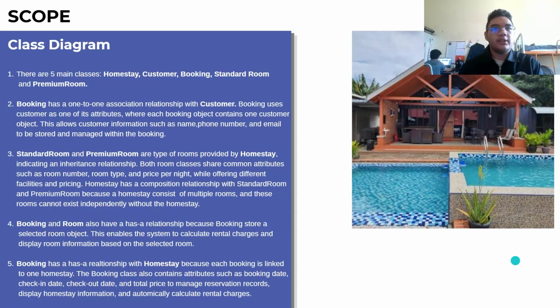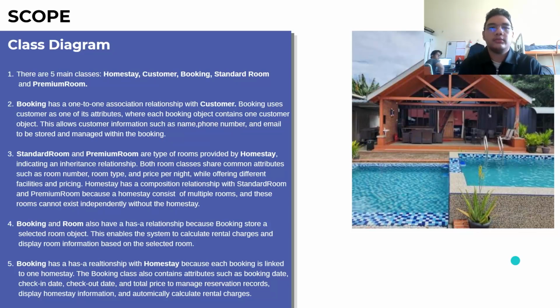Thank you. Now I will be explaining the system design and object-oriented programming concepts used in our project. Our system consists of 5 main classes: homestay, room, booking, customer, and 2 subclasses, standard room and luxury room. Booking has a one-to-one association with customer because every booking belongs to one customer. Booking also has a relationship with room and homestay. Meanwhile, standard room and luxury room inherit from the room class, demonstrating inheritance in Java.